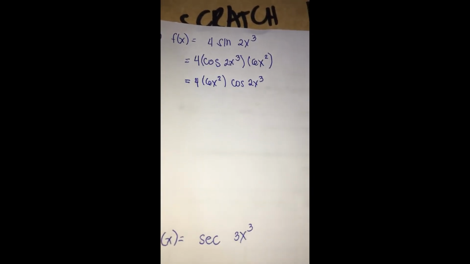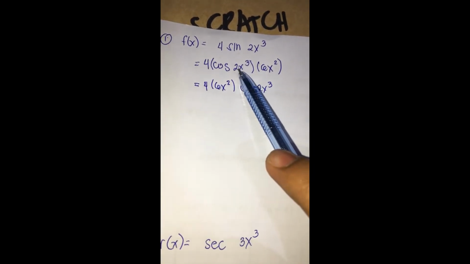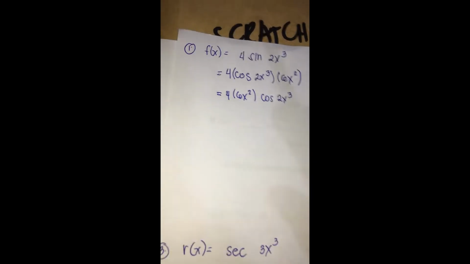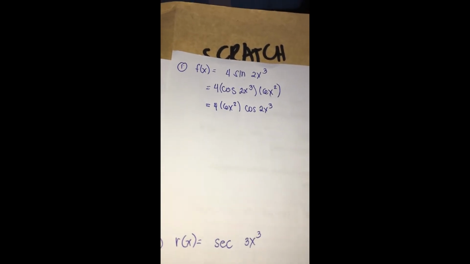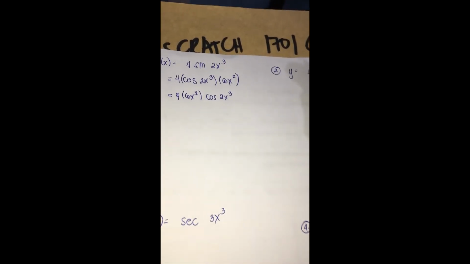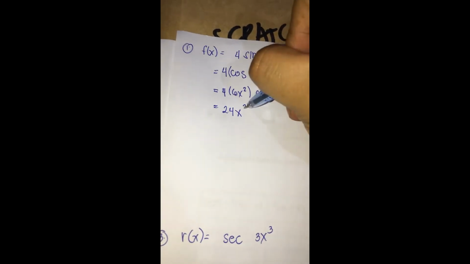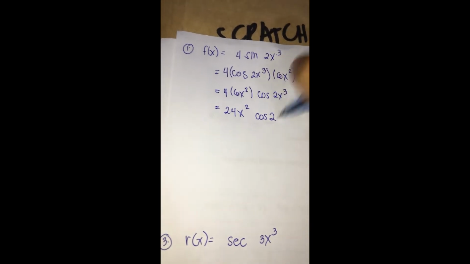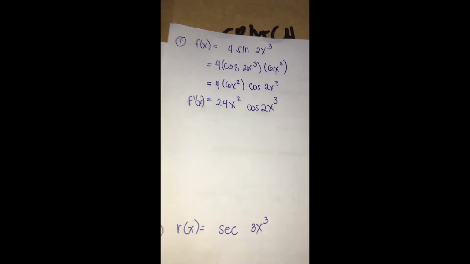Always take note of this one that you cannot simply multiply the base of your trigonometric function into this. You cannot multiply that one. You cannot just multiply right away the base of the trigonometric function. So 4 times 6x squared, we have 24x squared, then cos 2x cubed. And that is now your f prime x, or the derivative of your f of x.